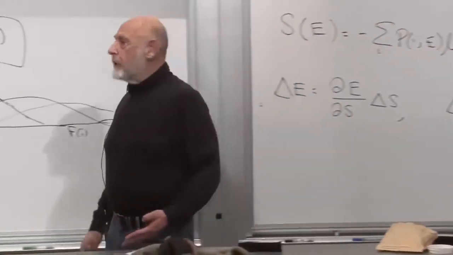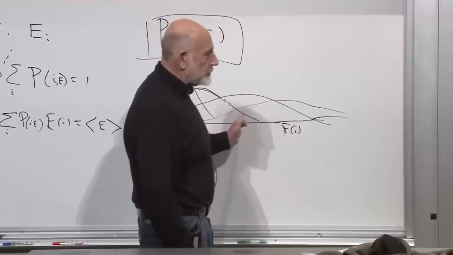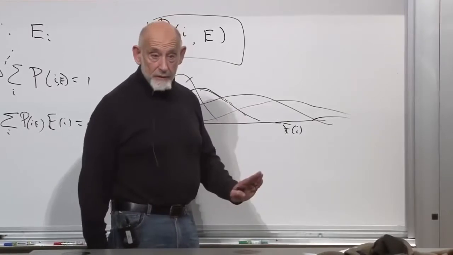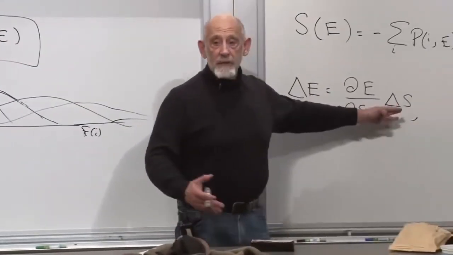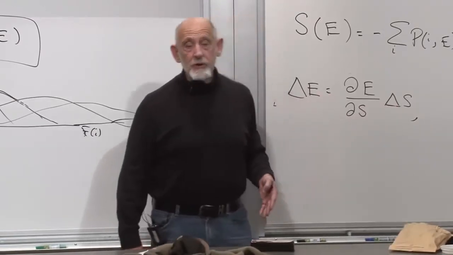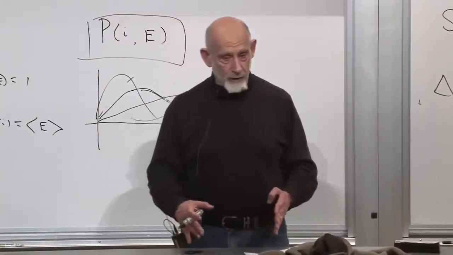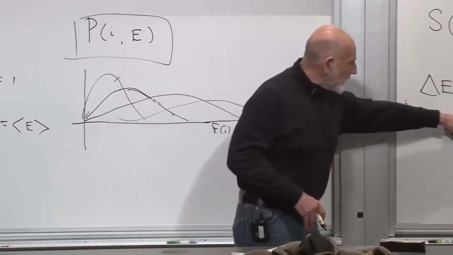If, for example, I want to know how much I have to shift the probability distribution, how much I have to shift the energy in order to change the entropy by 1 bit, then I would just stick in for delta S 1 bit, namely log 2. So that would tell me how much energy it takes to change the entropy by 1 bit.